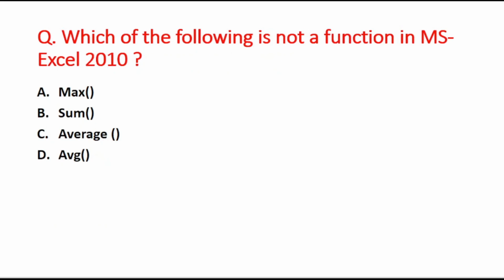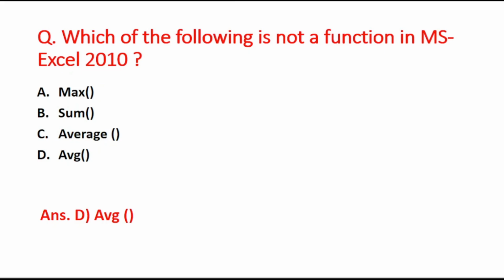Next question is which of the following is not a function in MS Excel 2010? A option is max, B is sum, C option is average and D option is AVJ function. This also means average. So the right answer is the option D. The average function is written in Excel the way it is given in option C, not as in option D. So this confuses many people, so remember it very well, and mostly this question is repeated in exams.